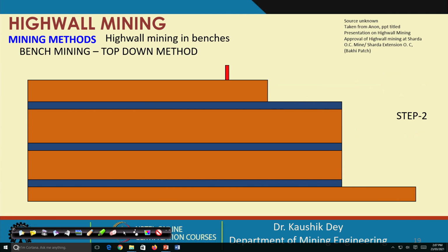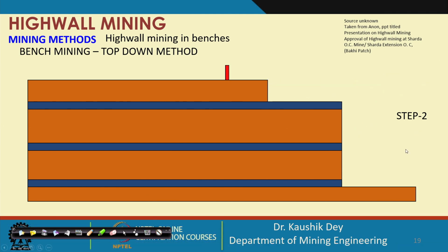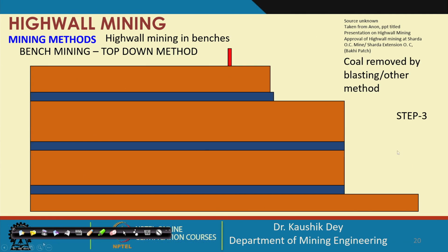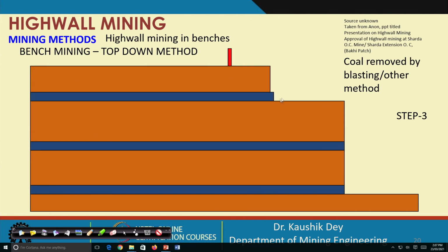So, this is the first job or first step carried out here. The next step is the excavation of the exposed coal seam. This exposed coal seam at this place is removed by blasting or any other method. We can adopt a surface miner also, whatever method of excavation is possible. In this portion, all the coal is excavated using that.